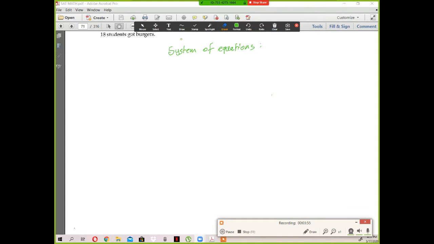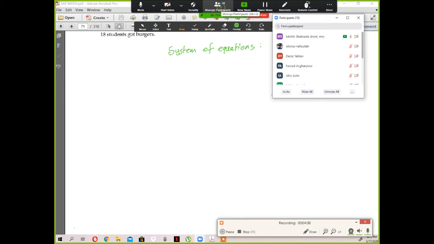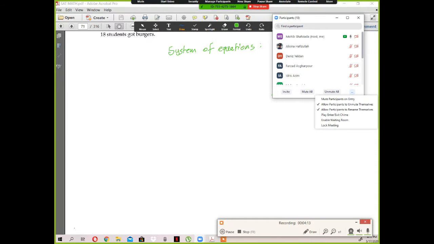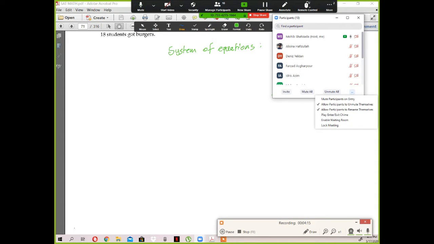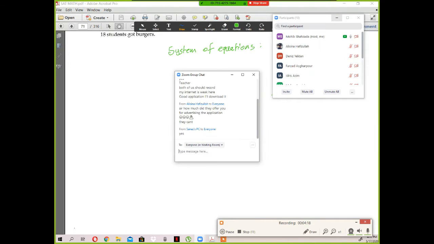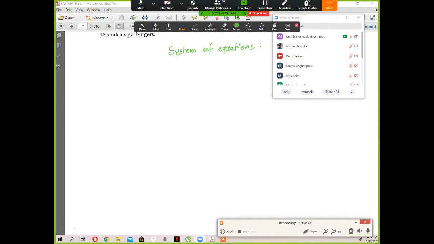Okay, I can erase this. In system of equations, do we have people coming? I think students can enter by themselves, right? I don't have to approve their request to join because I disabled the waiting room. Yes, they can enter because I disabled the waiting room option. So I can close it.